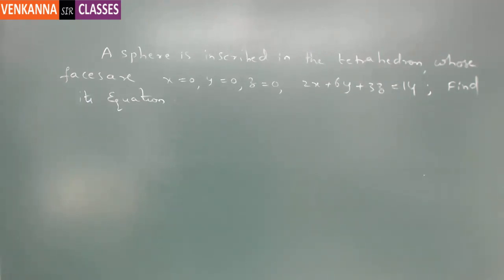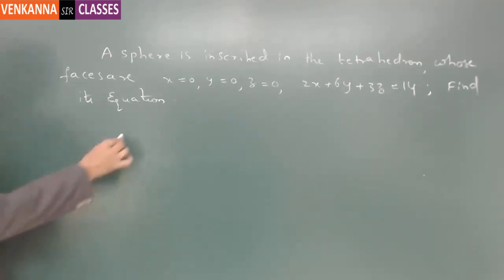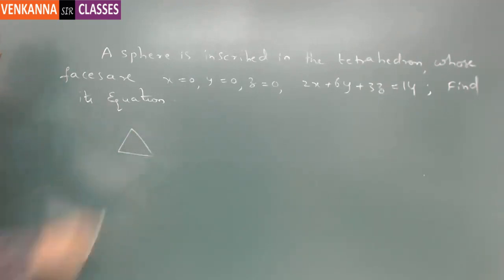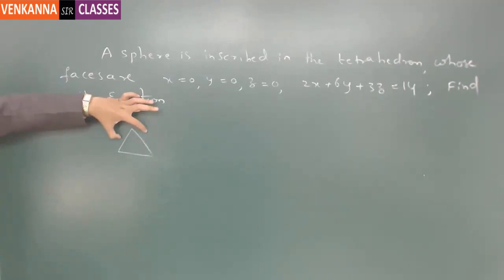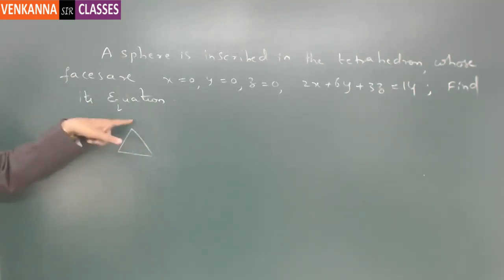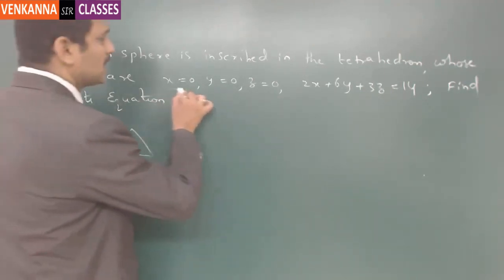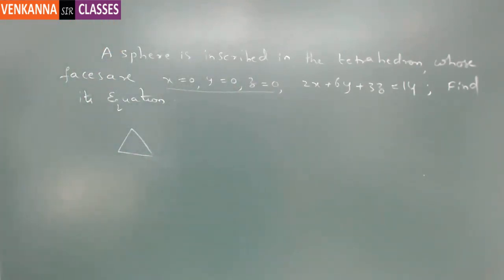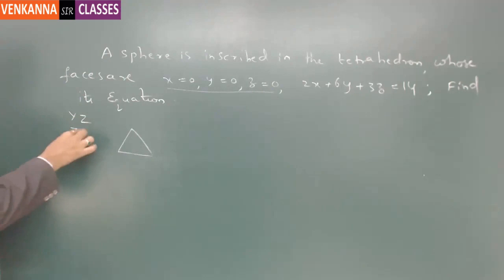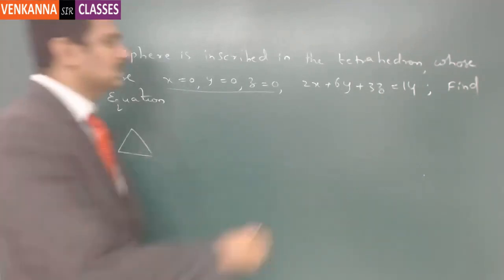If you understand that you are inserting a sphere in a tetrahedron, then for our visualization, just understand the case of a pyramid. On the top you have three faces and in the bottom you have one face. You feel that it's a triangular pyramid. You can visualize that the three faces are nothing but the equations x equal to 0, y equal to 0 and z equal to 0. Hence, they are nothing but the coordinate planes, say yz plane, zx plane and xy plane. And the bottom face, you can take as the other plane equation.